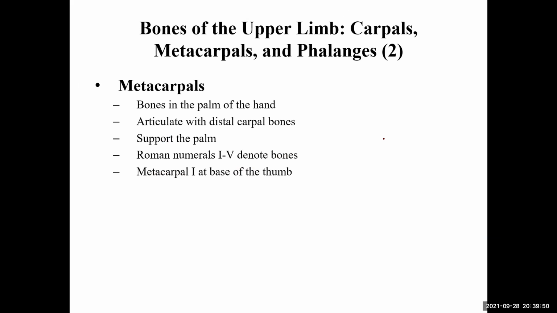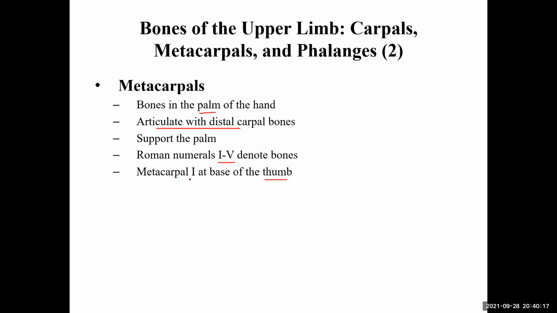All right, so the next group of bones are the metacarpals. These are going to be the bones that are found in the palm of your hand. So they will directly articulate with the distal row of carpal bones. And so we use Roman numerals. I'm not sure if you're familiar with Roman numerals, but just in case, we're always going to start at the thumb.